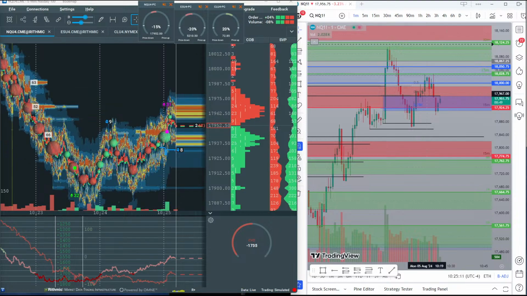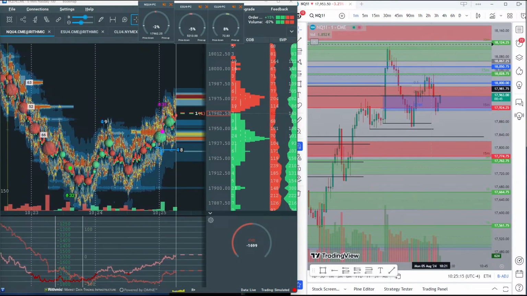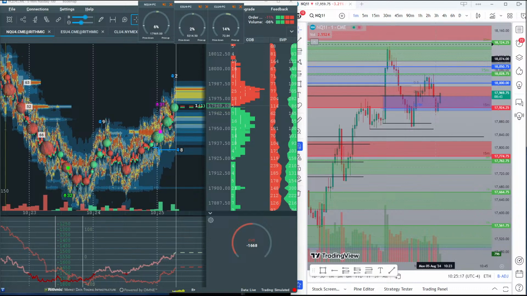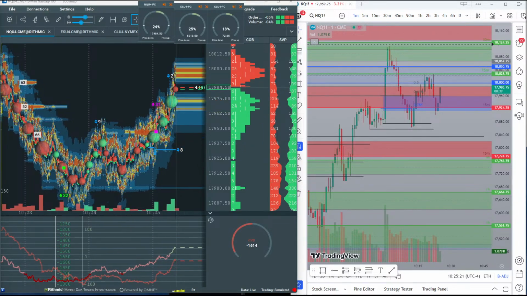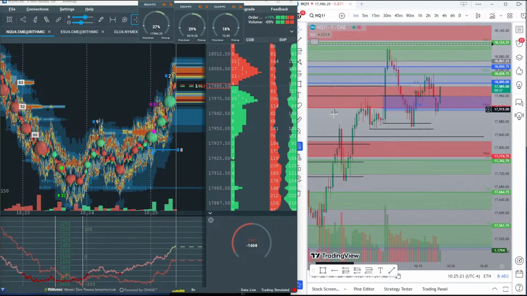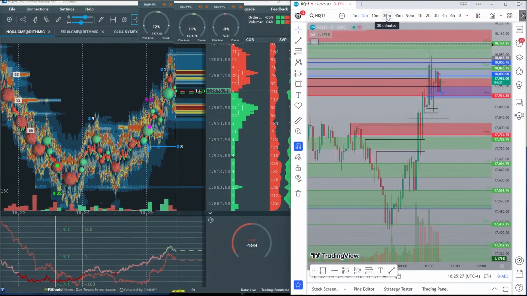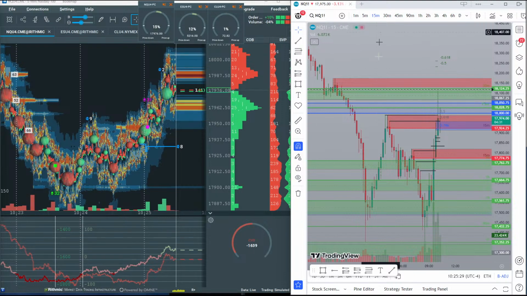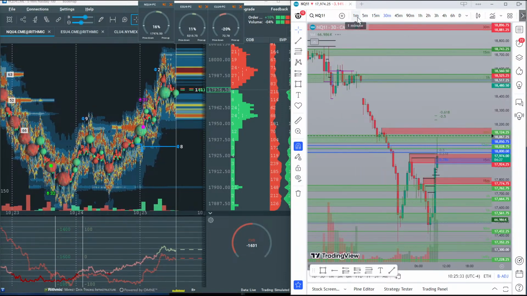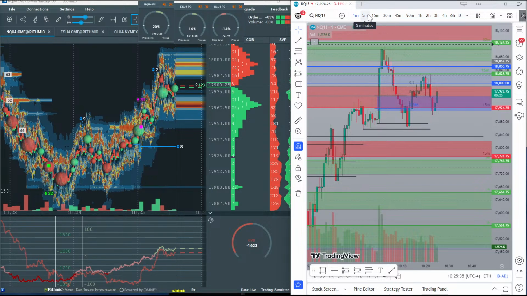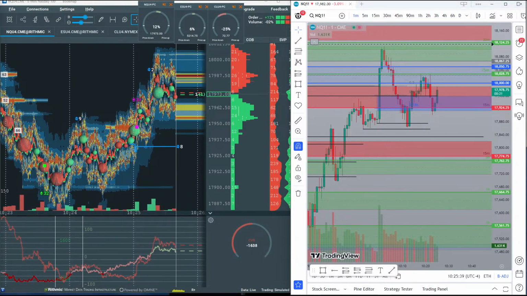Coming into a 1-minute fair value gap on the NASDAQ. Again, this volume, this volatility has been insane, to say the least. 15-minute, 30-minute, we'll see. We just have to see. This is a market that we look at and we go, we'll see.